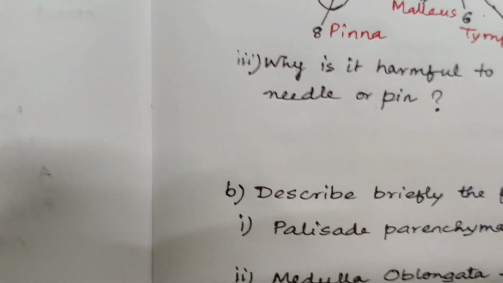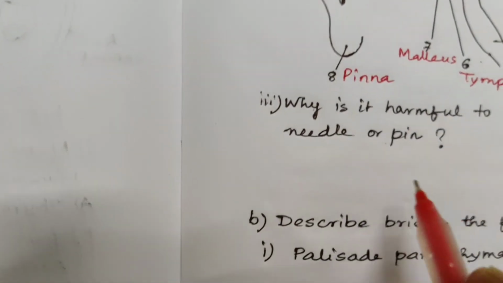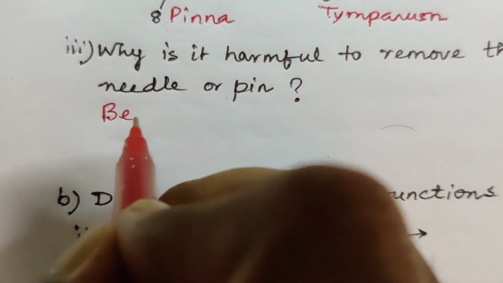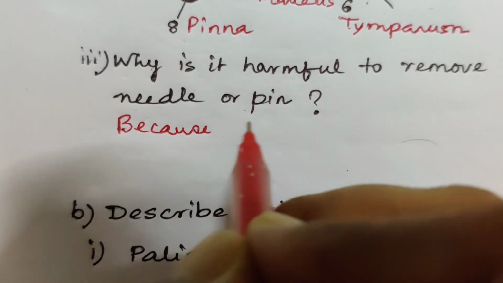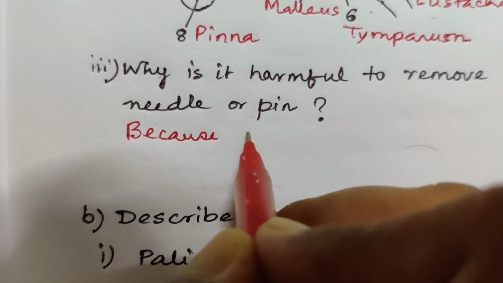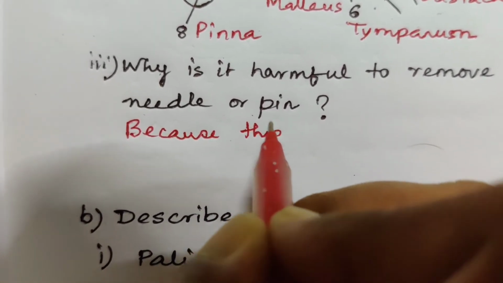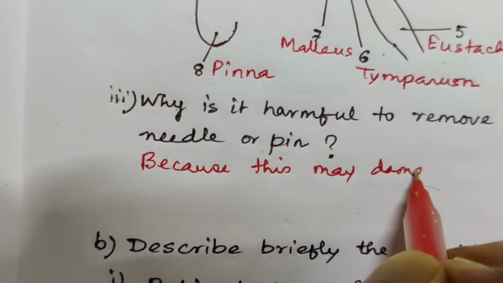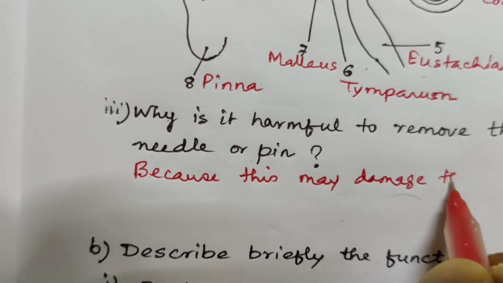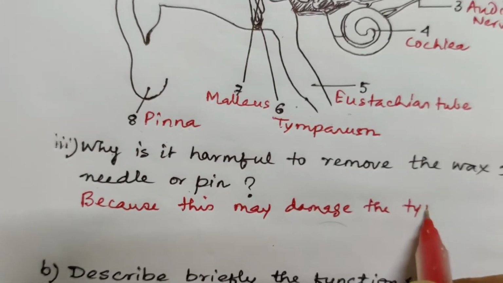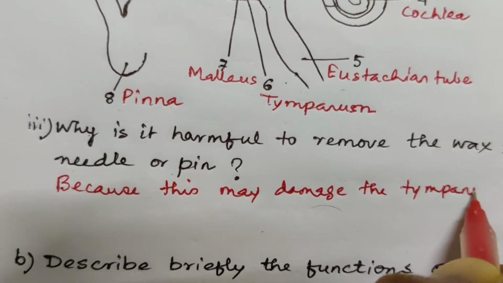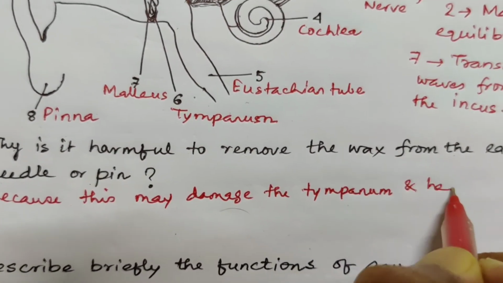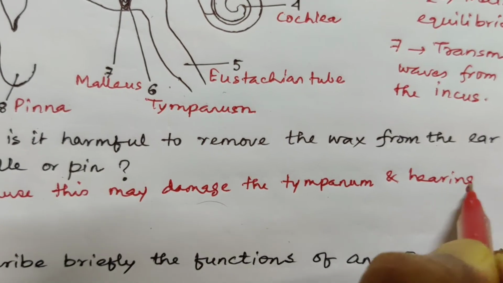Why is it harmful to remove the wax from the ear using a needle or pin? It is because they are sharp objects, and this may damage the tympanum and hearing is impaired.